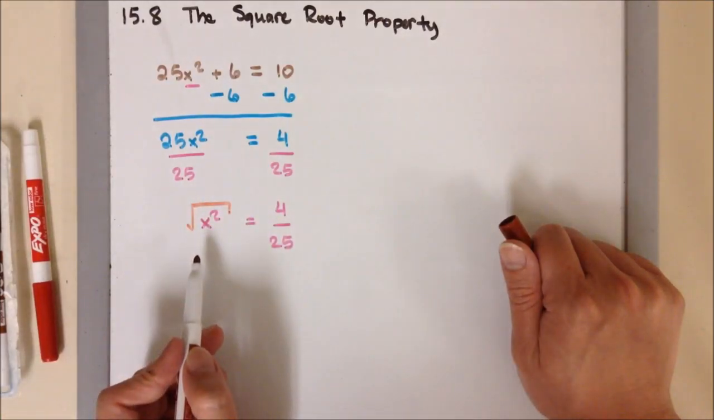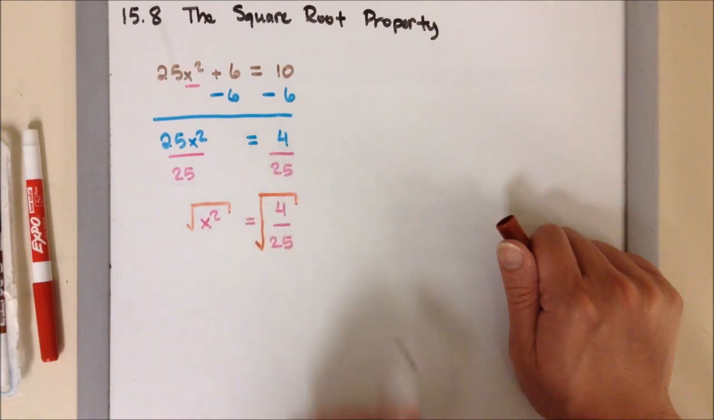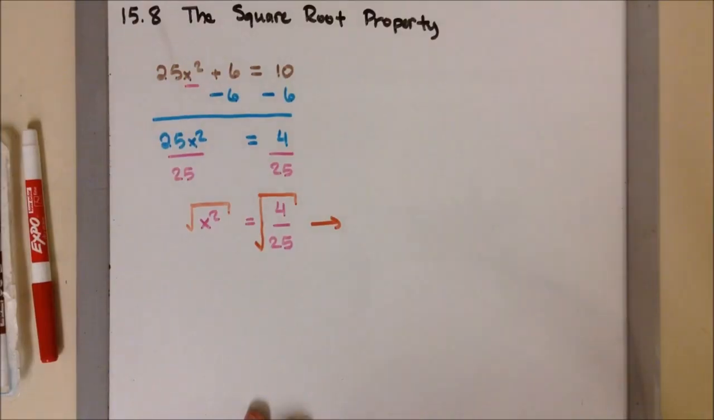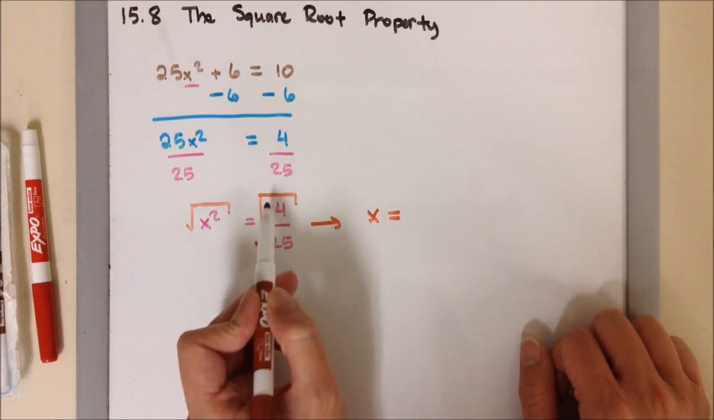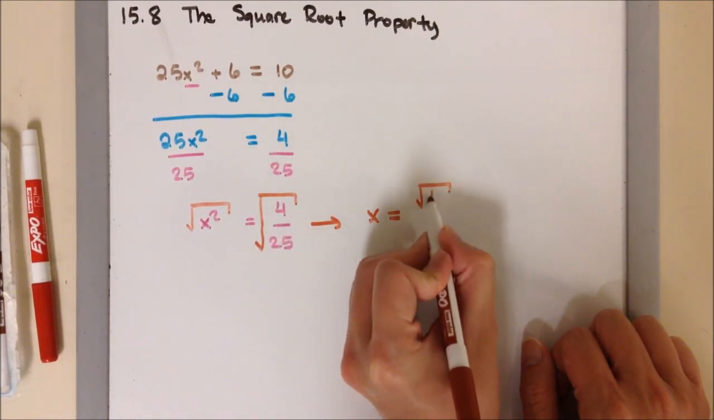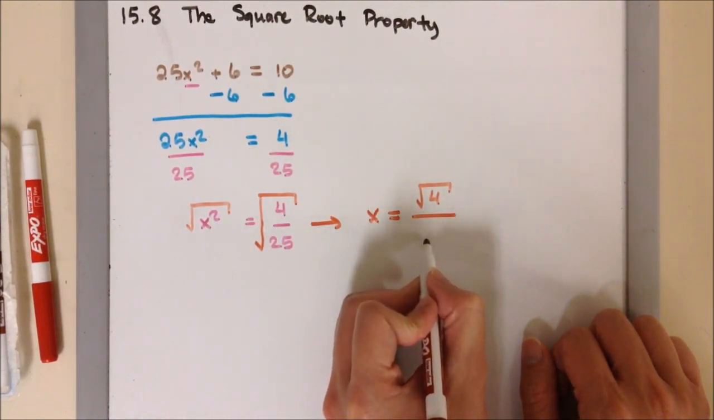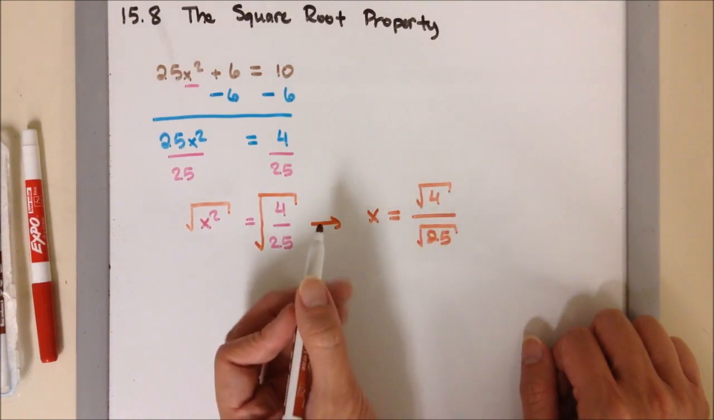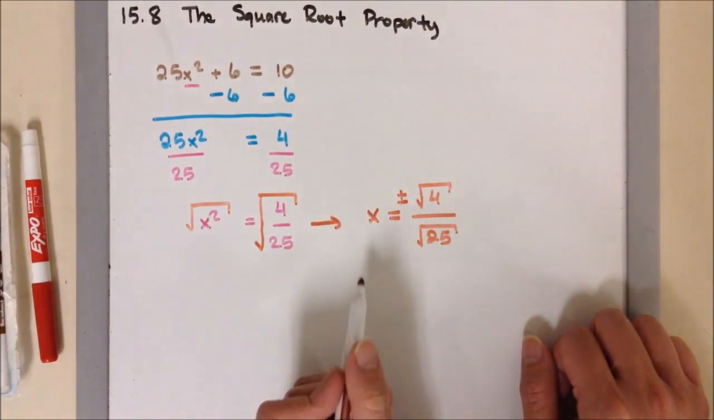So in order to solve for x squared, the opposite of x squared is the square root. So if I'm going to do the square root on the left side, I'm going to do the square root on the right side. So what we're going to have here is x equal, and since we have the square root of a fraction, you can rewrite it as the square root of the numerator, square root of 4, over the square root of the denominator, square root of 25. Since you'll be doing the square root, you also have to include the plus and minus in your final answer.